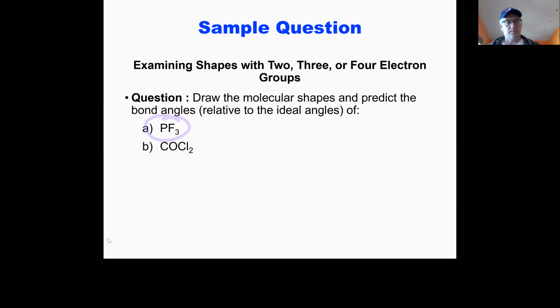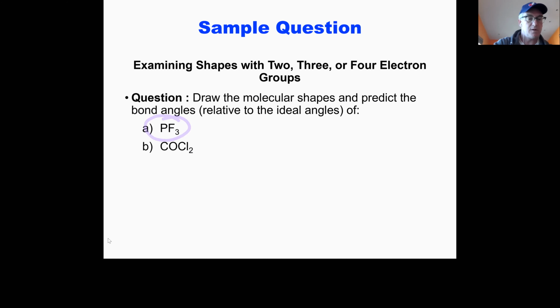Phosphorus fluoride? Close. Phosphorus trifluoride. There you go. Phosphorus is not a metal, and since this is not an ionic compound, we have to say exactly how many fluorines, because it could be 2, it could be 3, it could be 5. So PF3. Let's draw it, shall we?